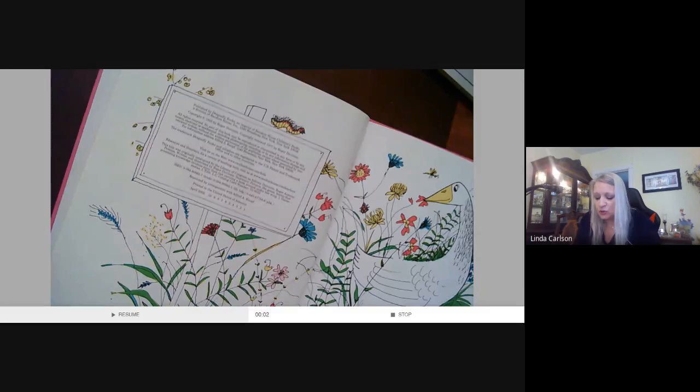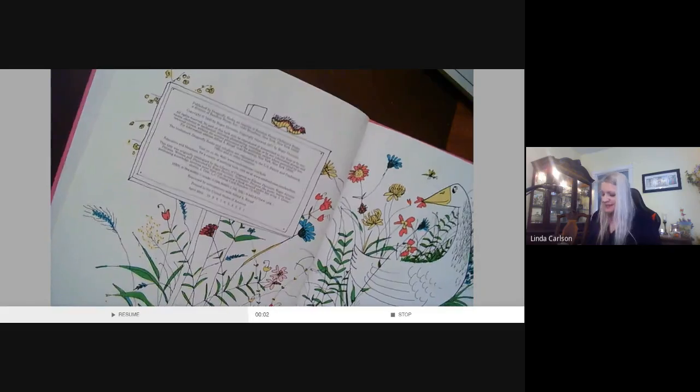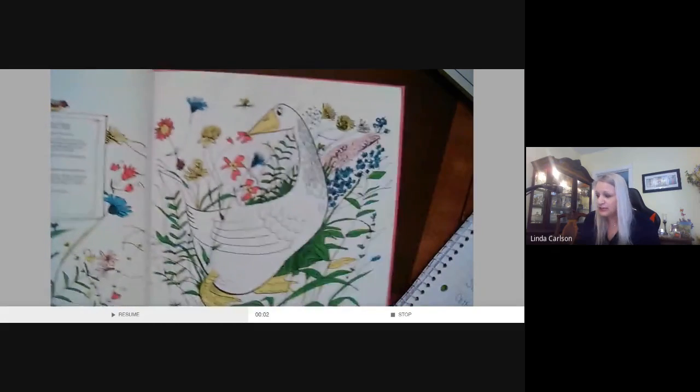Okay. So that's a long time ago. 71 years ago, this book was actually written. Okay. So let's go ahead and start reading Petunia.